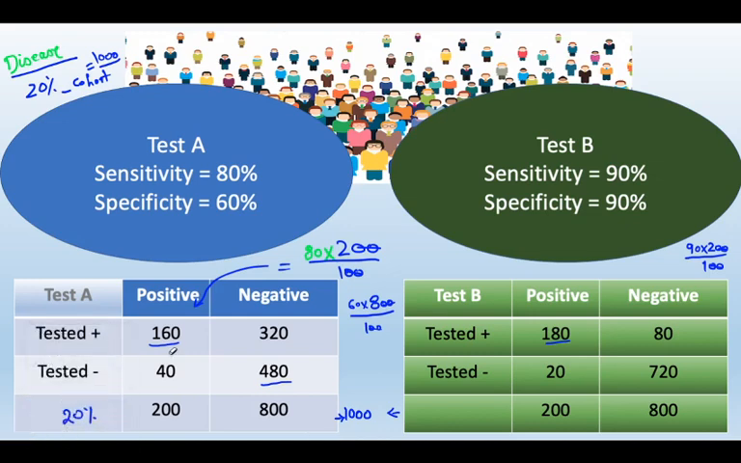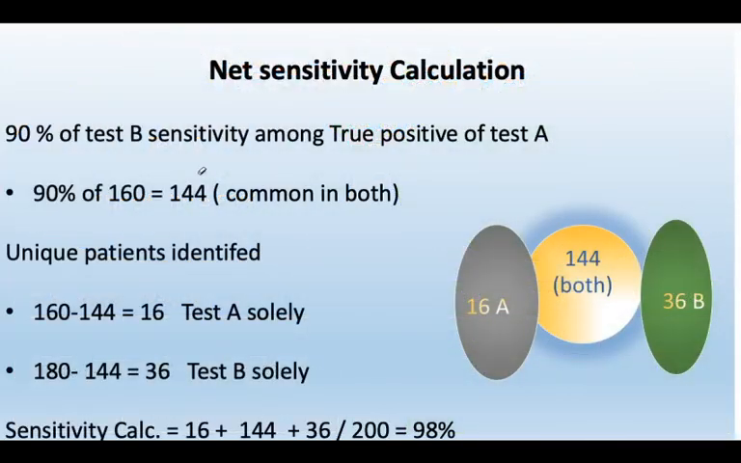And now from this we assume that 160 individuals which are declared positive in test A may overlap with test B findings of 180 individuals. Now this is the crux, that the people who are identified as positive by one test may overlap and should overlap with another test B. Okay, so the net sensitivity calculation says that 90% of test B sensitivity among true positives of test A. Since the test B sensitivity is 90%, so 90 into 160 is equal to 144.